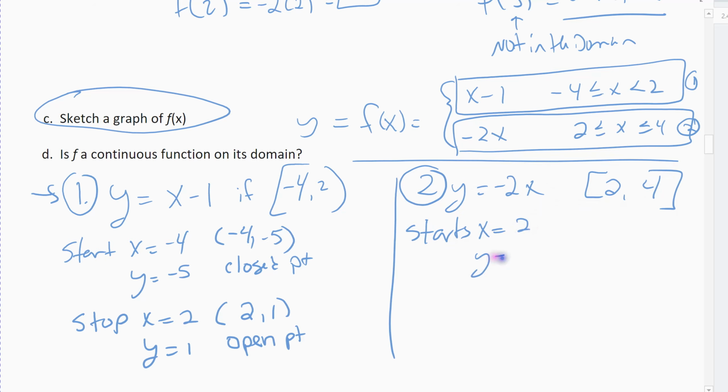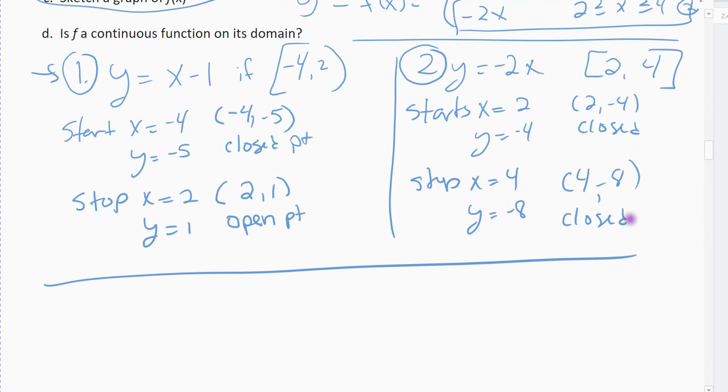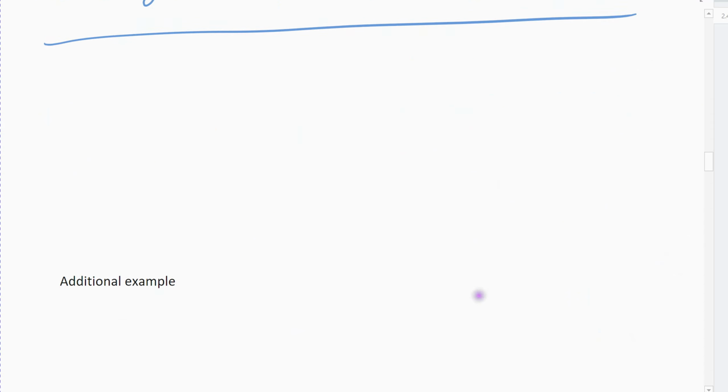So the piece starts at x equals 2. So when x equals 2, y equals negative 4, and so the point 2, negative 4 is where we start, and it's closed. It's going to stop at x equals 4. When x equals 4, y equals negative 8. So 4, negative 8 is where it stops, and that is also closed because it exists at both ends. All right, that's the information that I'm going to use to graph the picture.